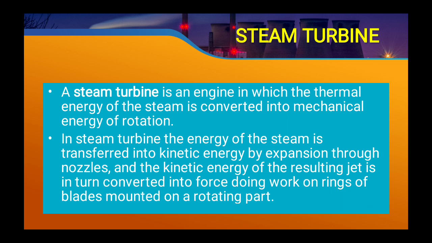In a steam turbine, the energy of the steam is transferred into kinetic energy by expansion through the nozzle. So by the help of the nozzle, the potential energy is converted into kinetic energy, and the kinetic energy of the resulting jet is in turn converted into force doing work on rings of blades mounted on a rotating part, and then the turbine is in rotating mode.